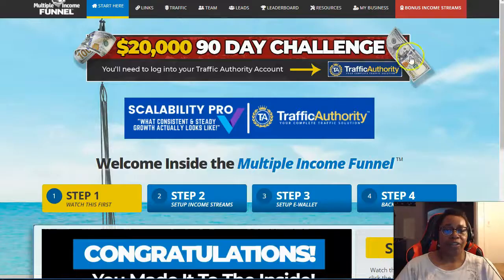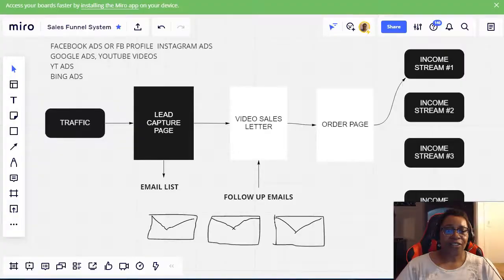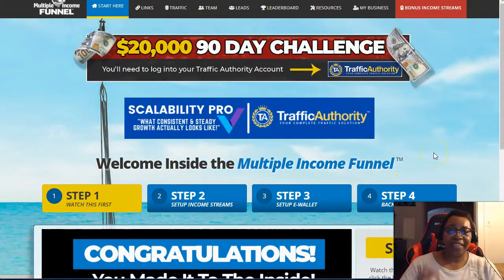And what I'm promoting is called the multiple income funnel. This is a sales funnel system that is designed just like this, a sales funnel system that has 4 different income streams inside of it. And the income streams inside are completely optional. You don't have to purchase all of those income streams. You don't have to join them all.